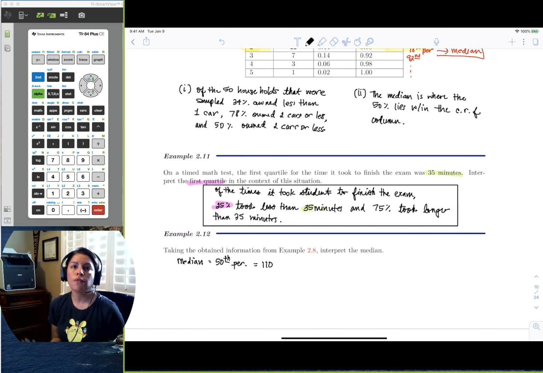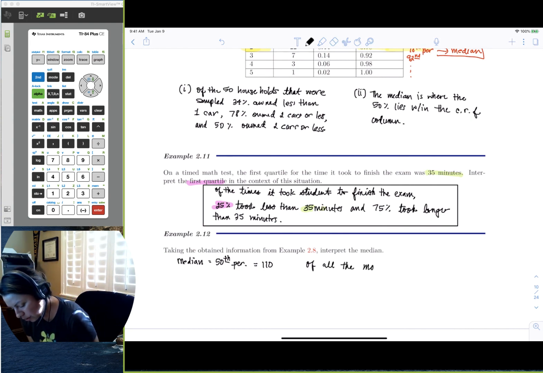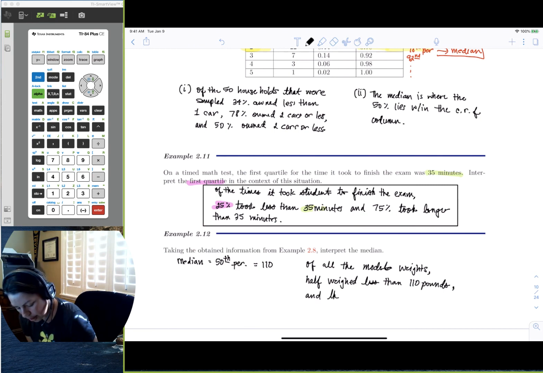So let's have a conversation about this, right? So of all the models' weights, half weighed less than 110 pounds, and the other half weighed more than 110 pounds.